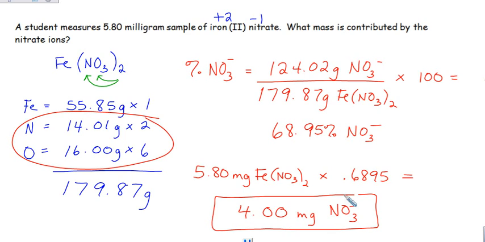This is a great calculation. It really does serve a purpose for us in the lab. We could do a chemical reaction and we could prove this number. Any compound, any form of this iron 2 nitrate should be 68.95% nitrate by mass. We can apply that percentage to any sample size.